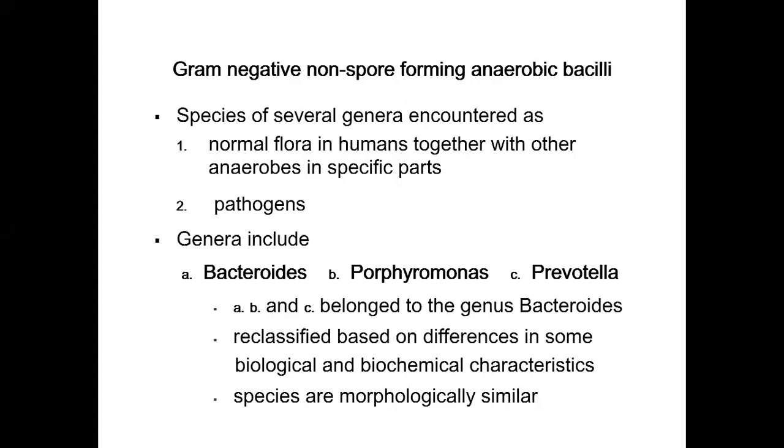So there are a number of genera. Among them, we have Bacteroides, there's Porphyromonas, and there's Prevotella. And remember, when we were classifying, we gave other examples like Fusobacterium. So there are quite a number. But these three were formerly one genus, Bacteroides.